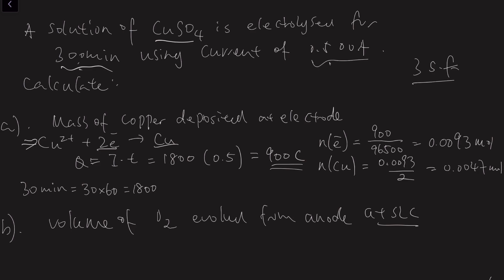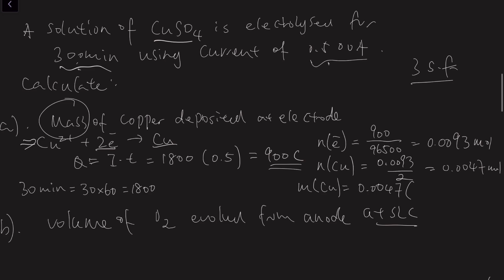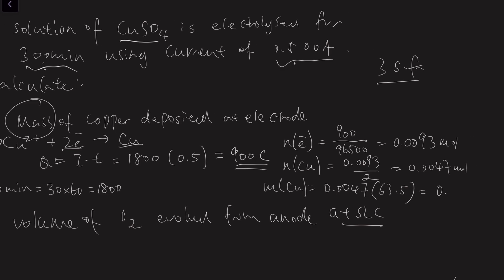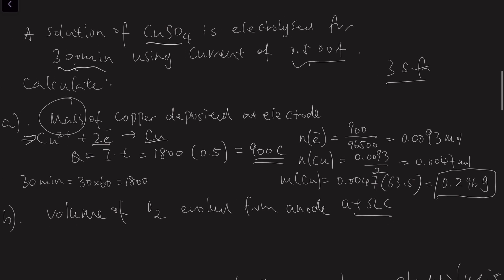And the next step is to read the question again. We need the mass of copper. So the mass of copper is just the number of moles of copper we produced multiplied by the molar mass of copper, which you can obtain from the periodic table as 63.5 grams per mole. If you multiply this together, you should get 0.2976 grams, which is into 3 significant figures. So this is the mass of copper deposited at the electrode.